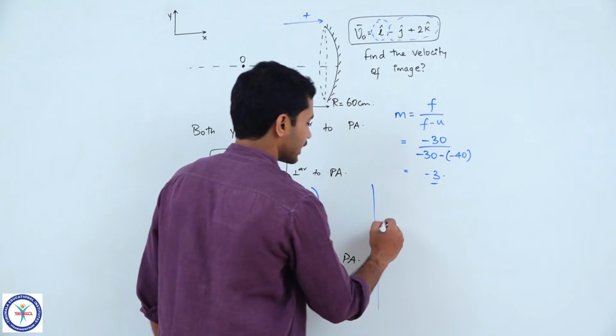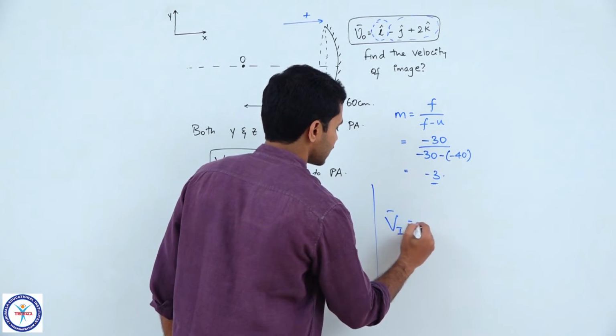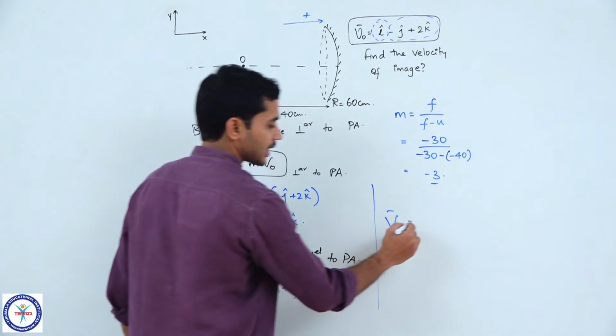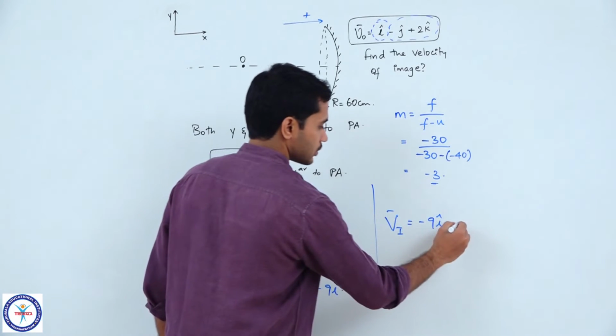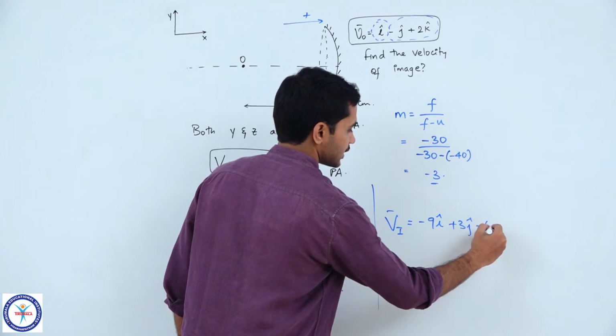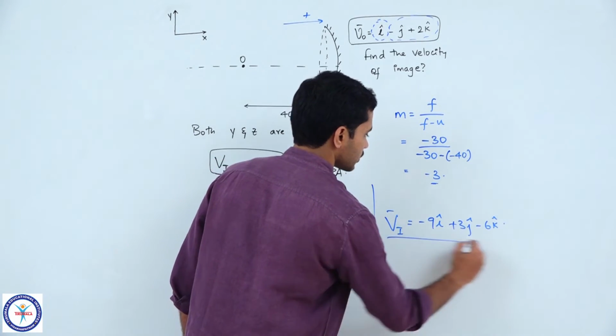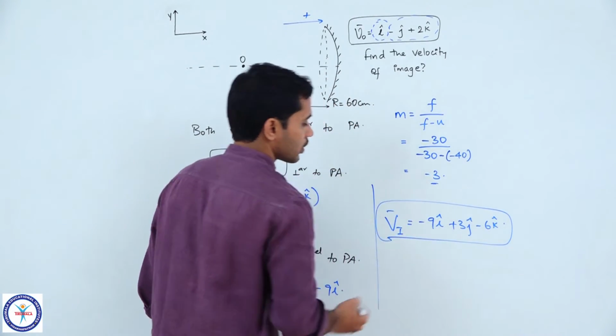So, I can finally write the velocity of the image is equal to minus 9 i cap plus 3 j cap minus 6k cap. So, this will be the final answer.